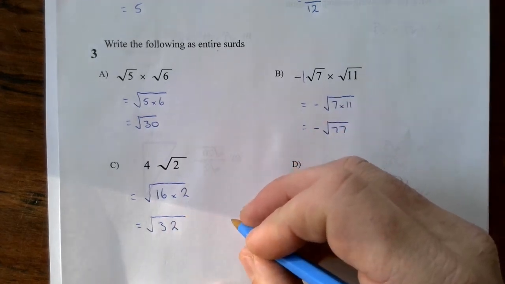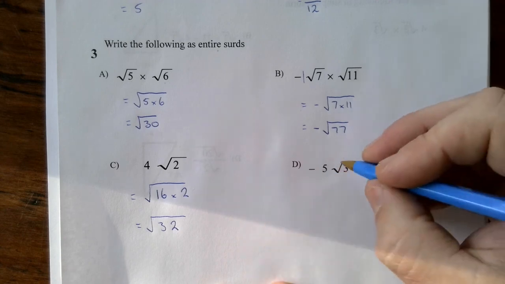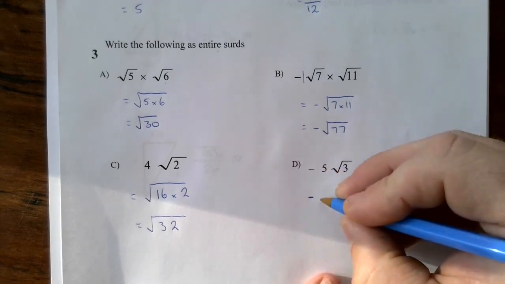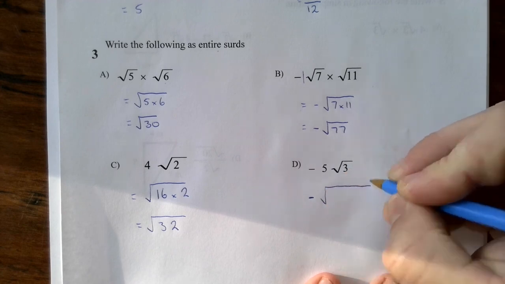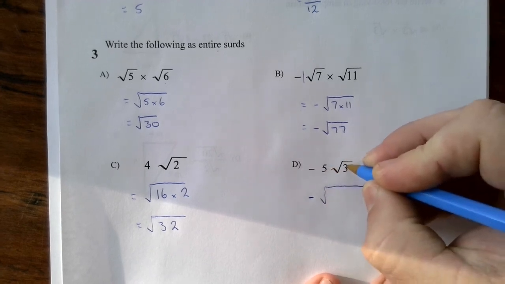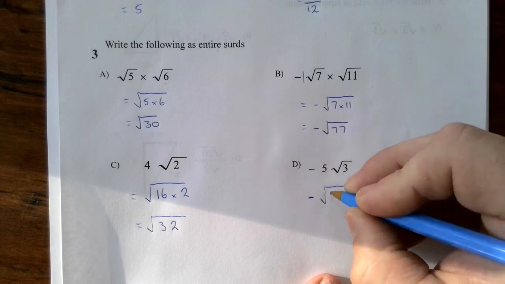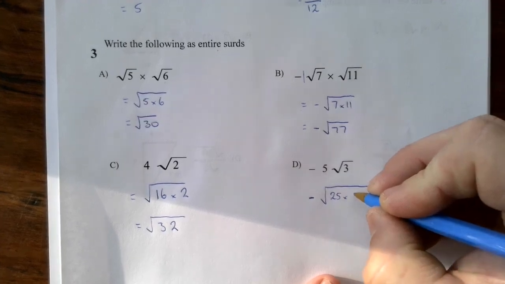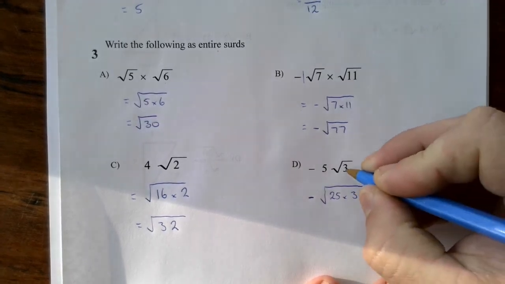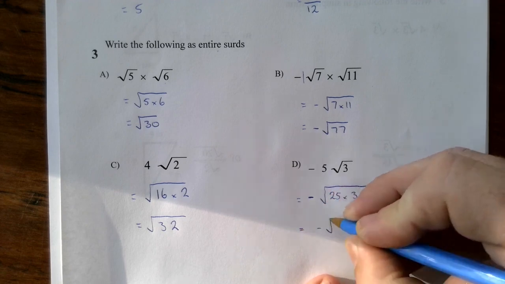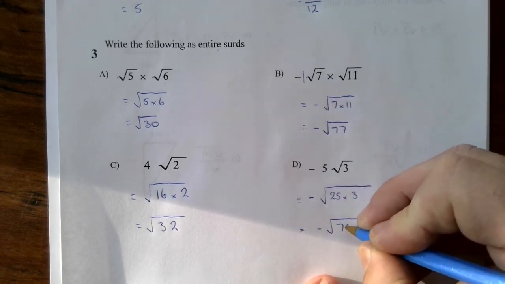And then when we move on, we've got negative 5 over here. We're going to leave the negative outside, okay, and I want to get that 5 in here. So remember, in order for it to escape, it was square rooted. So when we put it back in, we're going to square it. So 5 times 5 is 25, multiplied by 3. That's this 3 here. So the answer will be negative square root of 75.